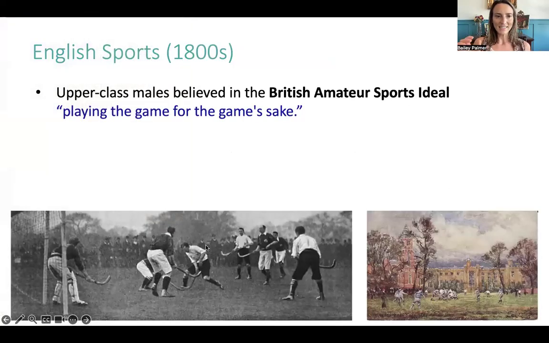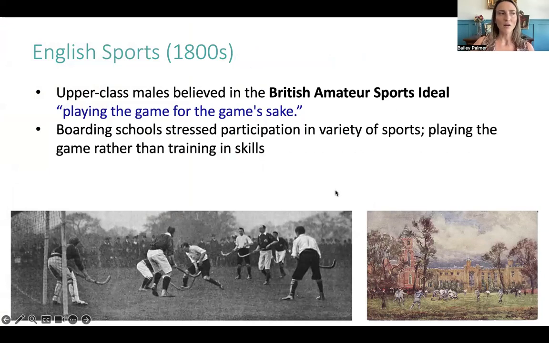They had this idea of the British amateur sports ideal, which, like I said a second ago, is playing the game for the game's sake. It's basically saying that I play this game because I'm an athlete, I'm a sportsman, and I'm not playing to improve my physical fitness or get stronger. I play the game because that's what we do. It was mostly done by these upperclassmen. They played several different sports, very common at lots of boarding schools that they went to. And they didn't actually train for skills. They didn't really ever practice. They just played the game for the game's sake.